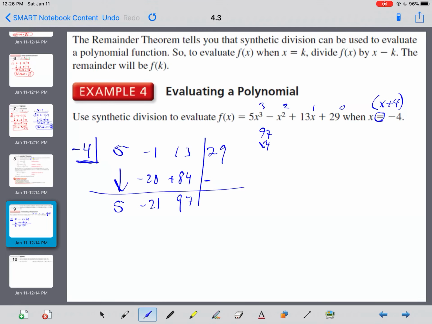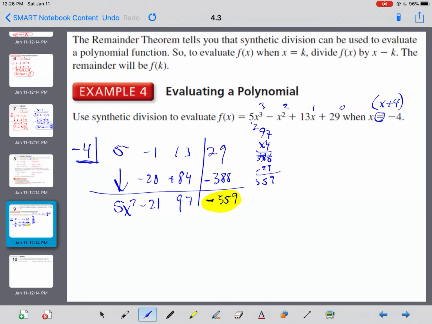Negative 4 times a negative. Let's see, I got to do it over here. 97 times 4 is 388. And so it's going to be negative, and I got to subtract 29, borrow, cheat, and steal. 18 minus 9 is 9. 7 minus 2 is 5. It's 359, negative 359. So this is the important part.